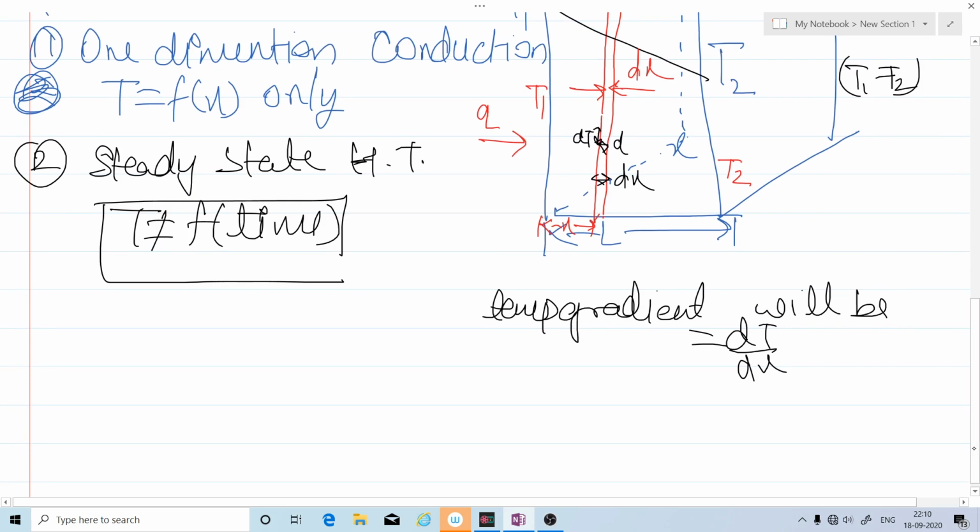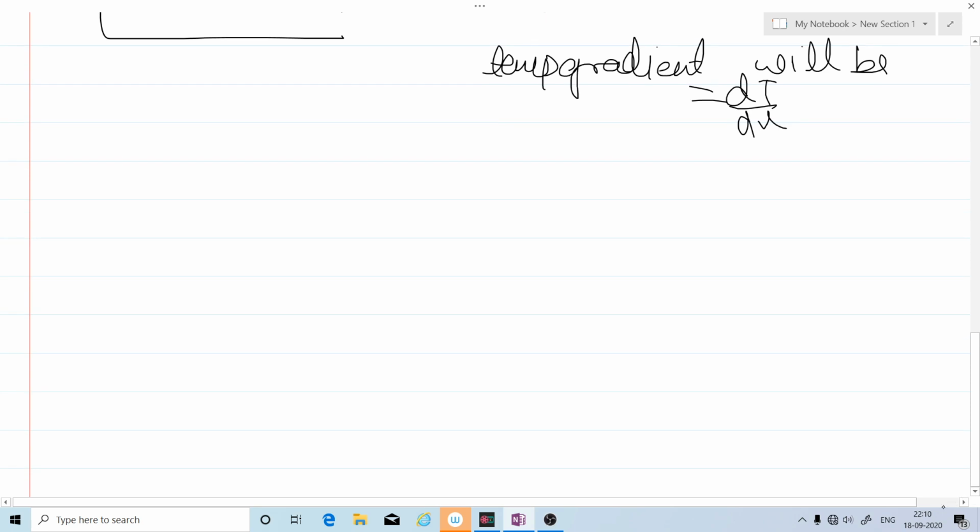Okay, we have now understood what a rectangular slab is and how heat transfer takes place from the left face to the right face, and we have assumed a small section, a small strip of thickness dx, through which we are studying the heat transfer rate.